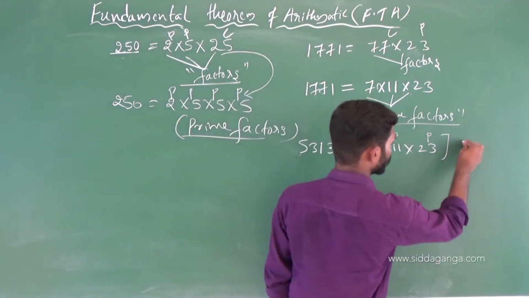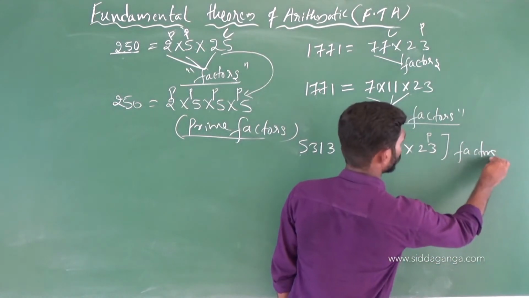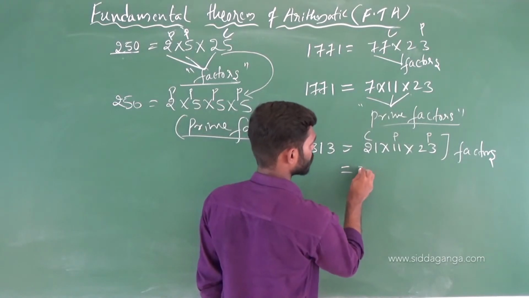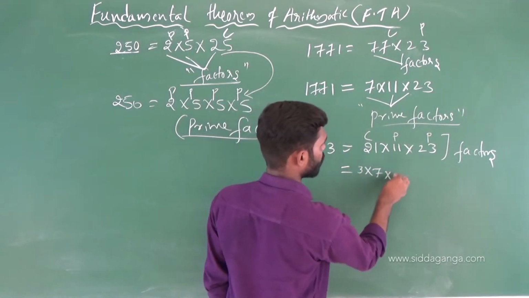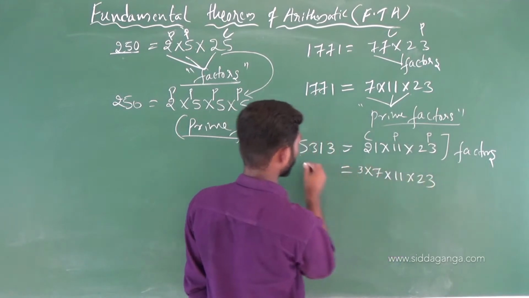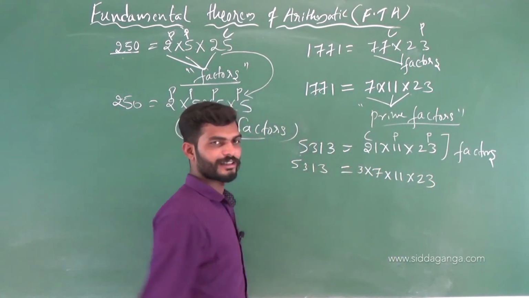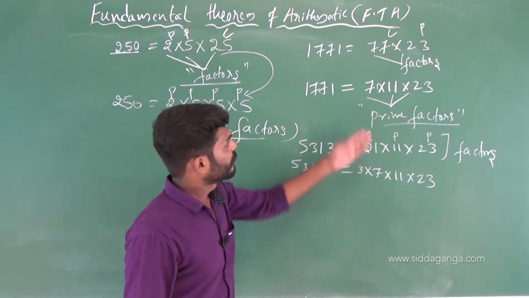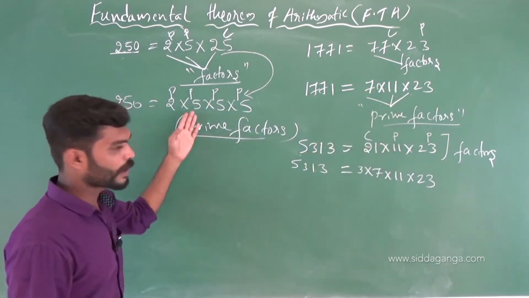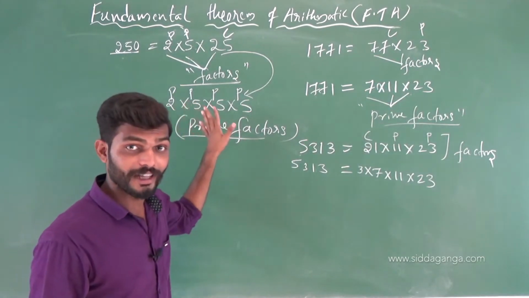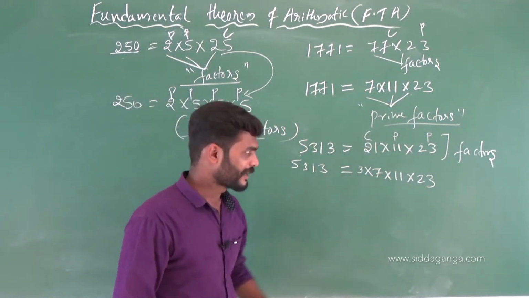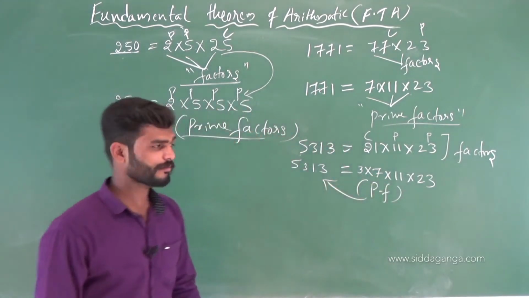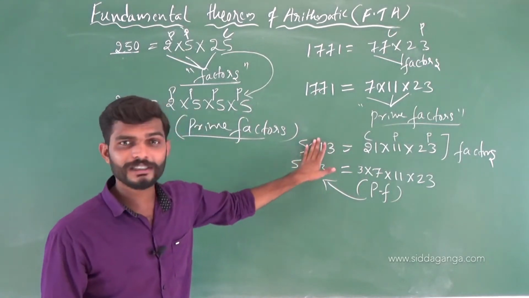Therefore, all these are just factors of 5313. But what if I turn this like this? 3, 7, 11, 23. Now tell me, in this expansion, is there any composite number? No. No composite number, only prime numbers are there. Therefore, these are the prime factors of 5313. This 5313 is a composite number.